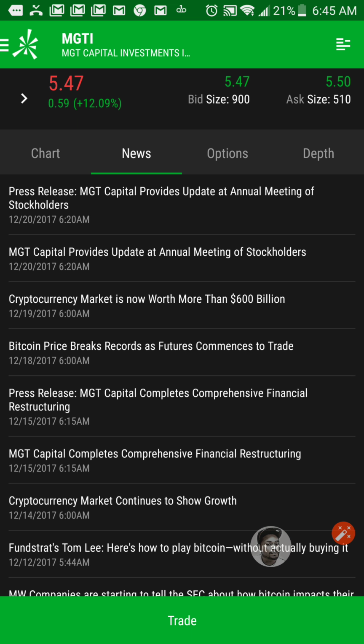Cryptocurrency market is now worth more than $600 billion. You might as well say this news right here is hitting anyone that's on CNBC, because this app is tied to CNBC, so the news is tied to it, and a lot of other sources like Benzinga, which if you don't know, just go Google Benzinga. That's where a lot of people get their news for stocks, and they just make a killing. MGT Capital provides update. Okay, boom, boom, boom.